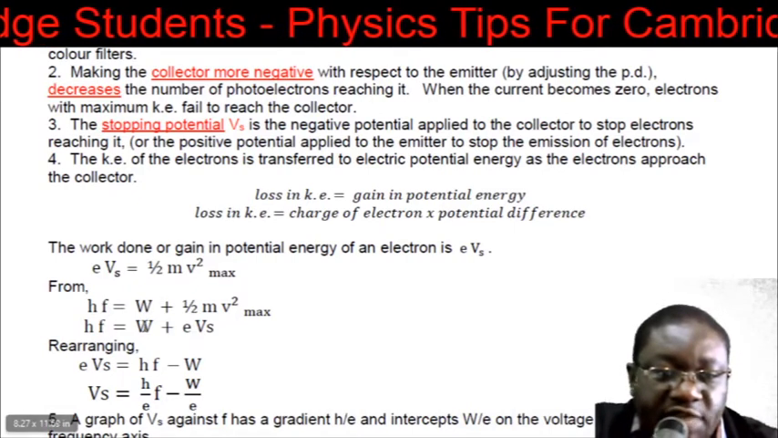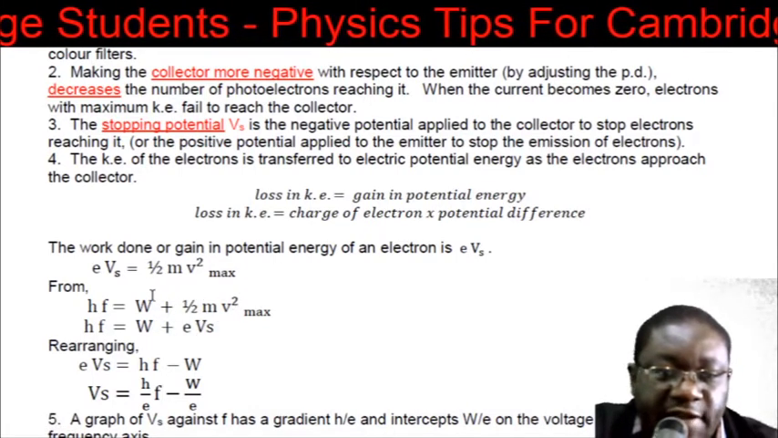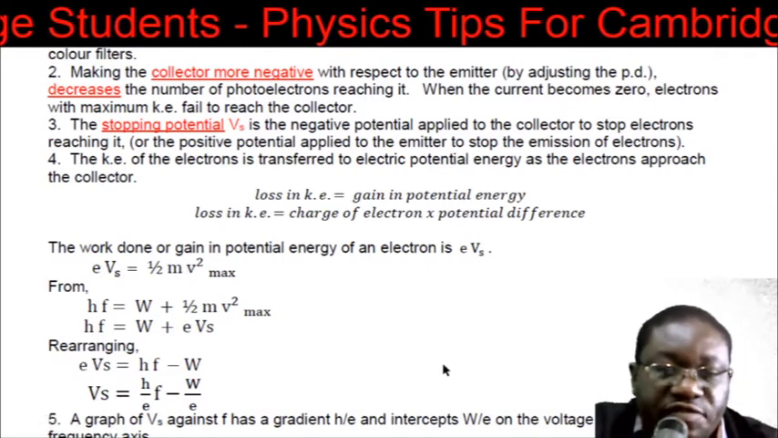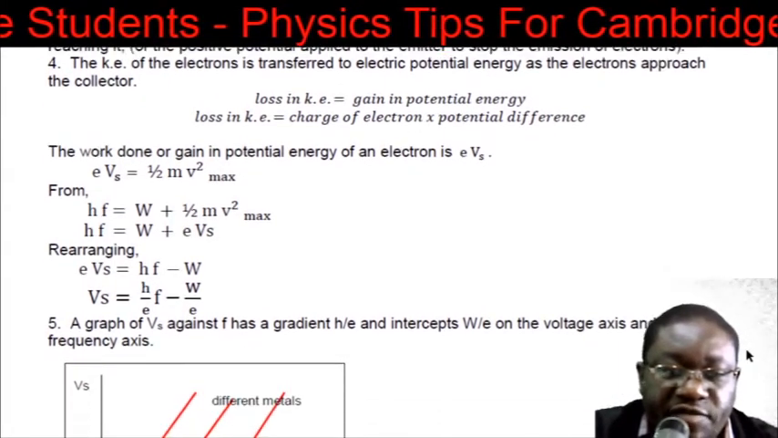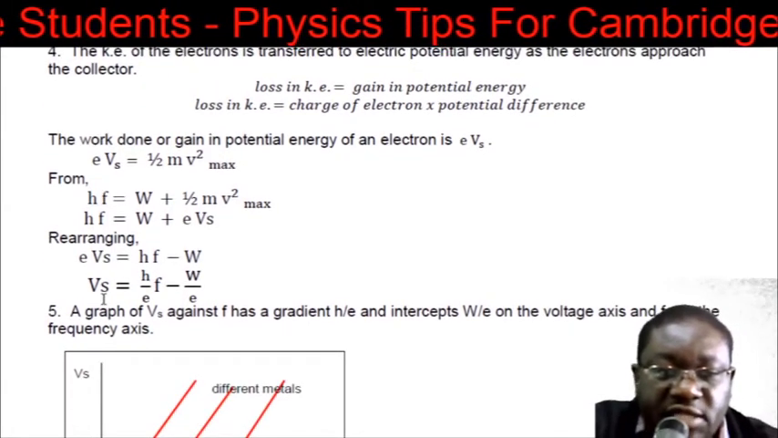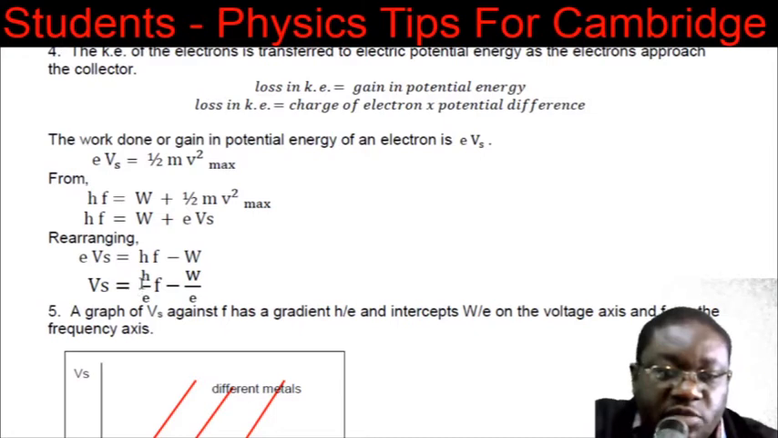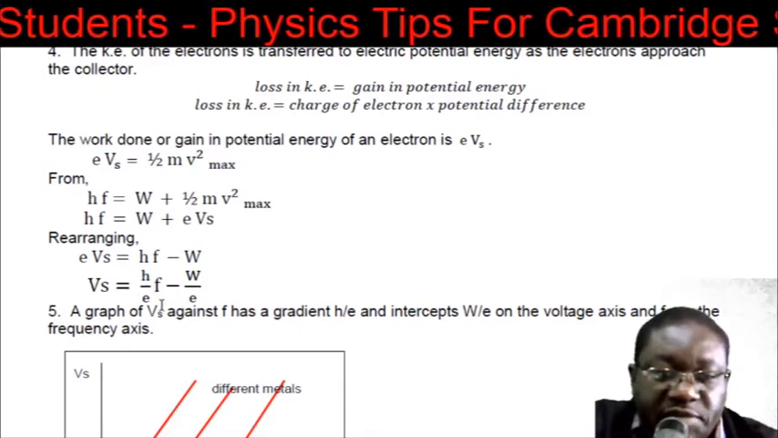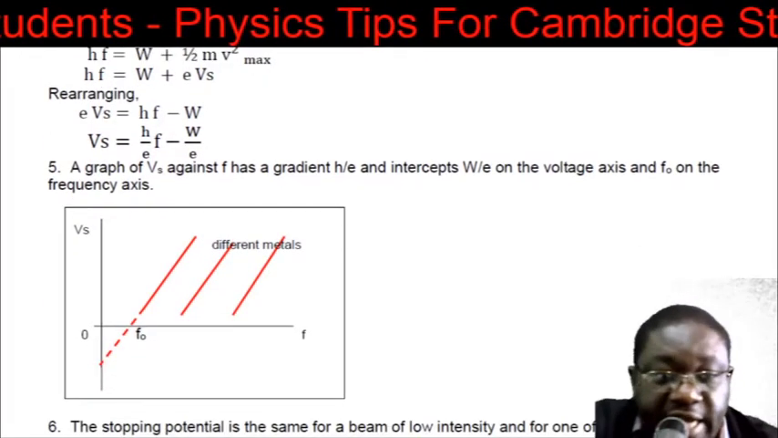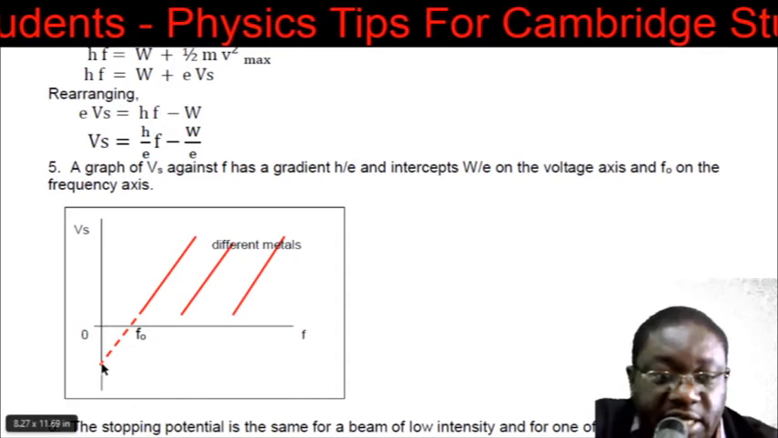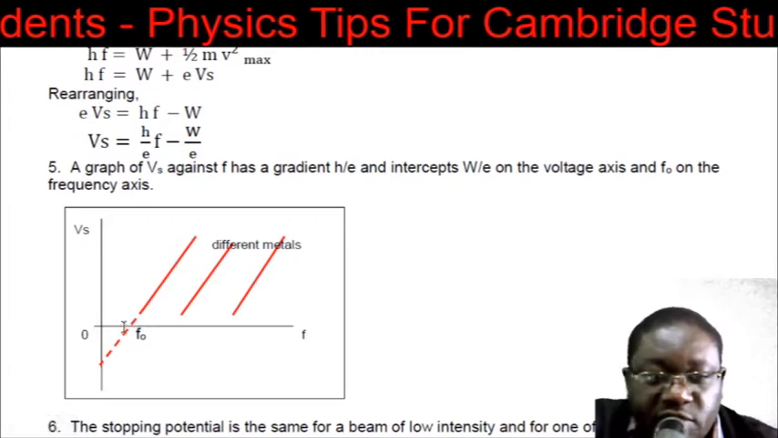So it's going to be hf = W + eV_s. We are substituting the maximum kinetic energy by eV_s. Rearranging the formula, you're going to end up with V_s = (h/e)f − W/e. Now we can plot a graph of V_s, the stopping voltage, against frequency. It means your gradient is going to be h/e and the y-intercept is going to be −W/e. Now if you plot the graph quite well, you're going to get a straight line which has the y-intercept right there. There's going to be an x-intercept again here where the graph crosses the x-axis.